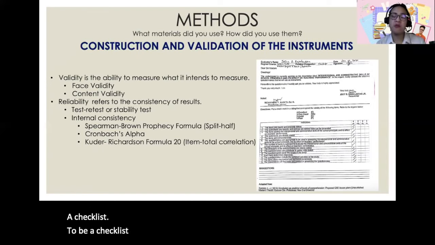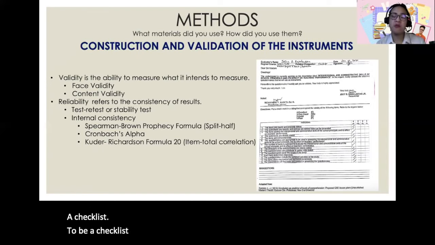Reliability refers to the consistency of results. Test, retest, or stability test. And we also have here internal consistency. We have Spearman-Brown prophecy formula split half. When we say split half, for example, you have 50 items test. You wanna divide it into 2 odd numbers and even numbers. Then correlate them using Spearman-Brown prophecy formula.